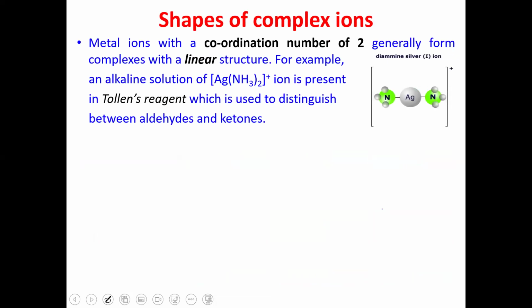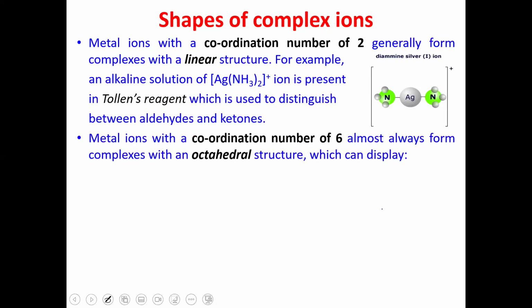It's a very famous reagent, Tollens' reagent, which is actually a solution of silver and ammonia, and it's a linear molecule. Metal ions with a coordination number of 6 have all atoms surrounding them in an octahedral shape. Now comes the difficult part: these ligand structures display isomerism.